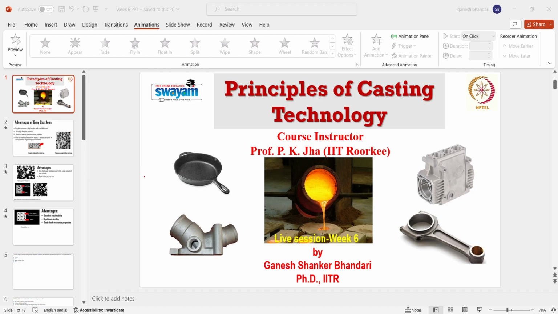Okay, so coming to next one, in gray cast iron, carbon is present in the form of flake, tempered, combined form as cementite, or granular.